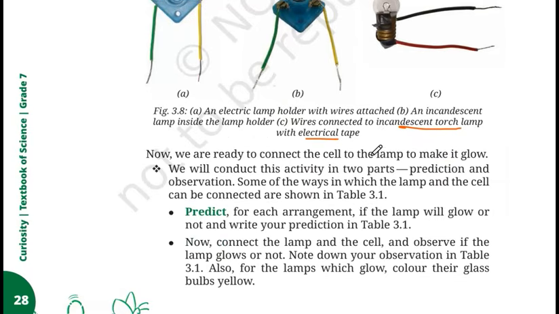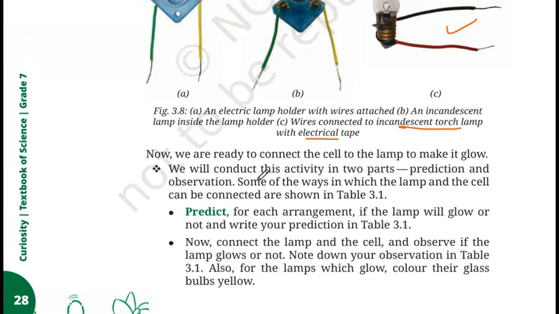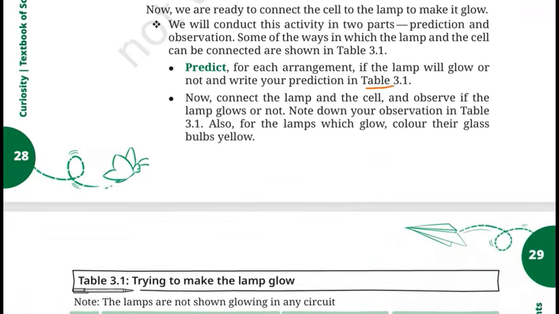Now we are ready to connect the cell to the lamp to make it glow. The lamp is ready. The cell was also ready in figure 3.7. Now what do we do? We connect them. So predict an arrangement: if the lamp will glow or not, write your prediction in table 3.1. If it does not glow, then change your connection of the wires and again try to switch it on and see if it glows or doesn't glow.